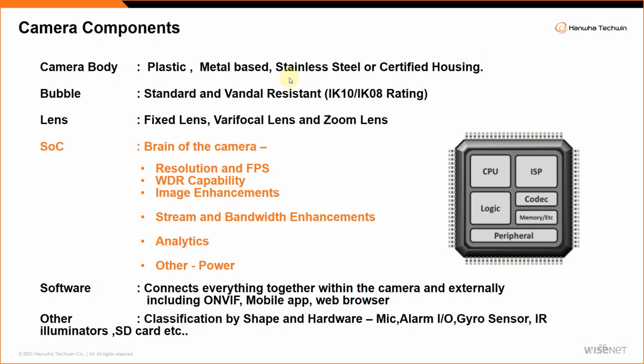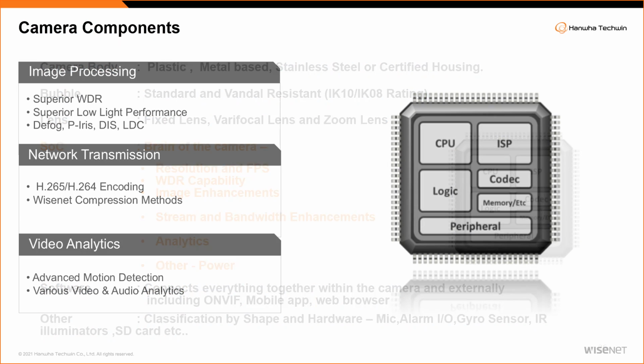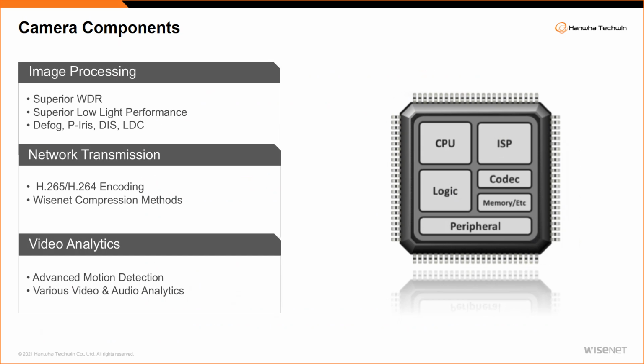the types of cameras, metal, plastic. We talked about the vandal resistant camera. We talked about the different types of lenses for the camera. Then the CPU or the SoC, system on chip. It's not just a CPU, but with other components that make the system on chip. The system on chip is responsible for three major expectations from the camera.